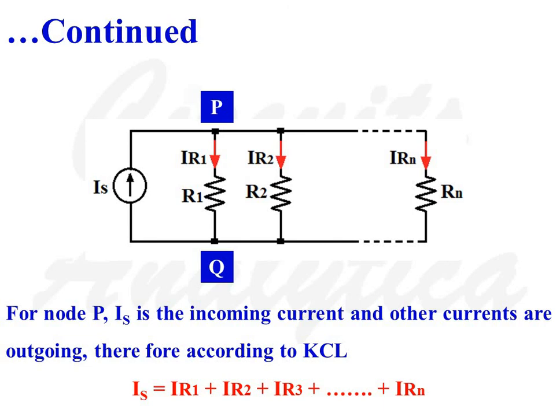So according to KCL, total currents entering a node is equal to total currents leaving the node. So here Is is the lone current which enters the node and the currents which leaves the node are IR1, IR2 to IRn. So according to KCL we can write Is is equal to IR1 plus IR2 plus IR3 plus etc. plus IRn.